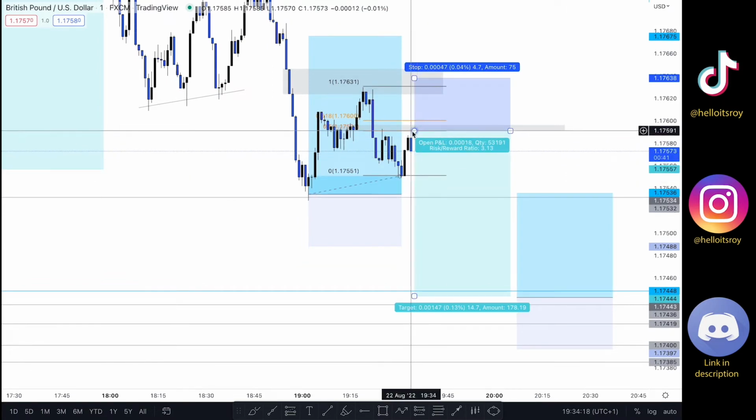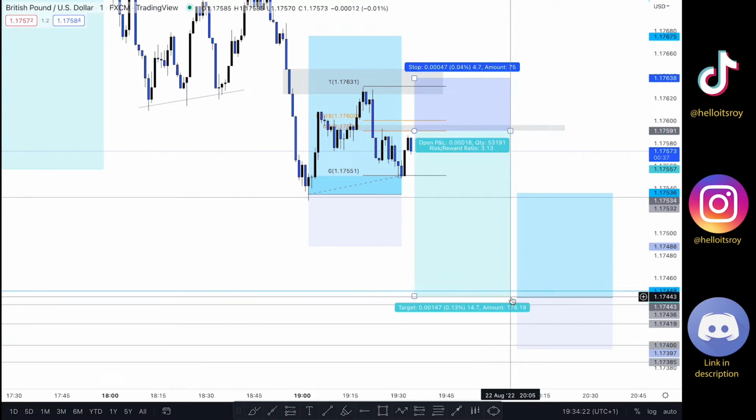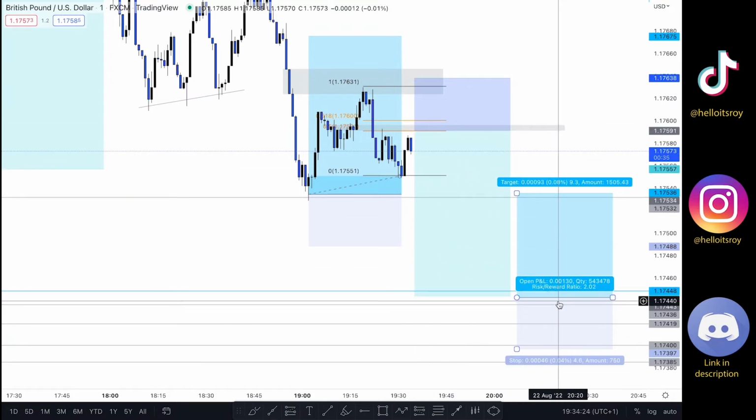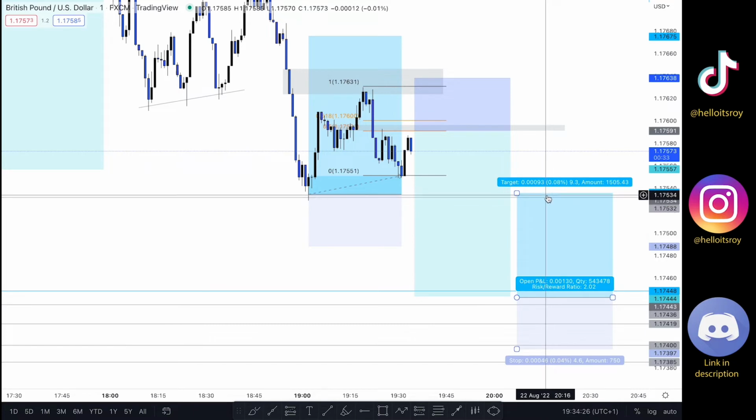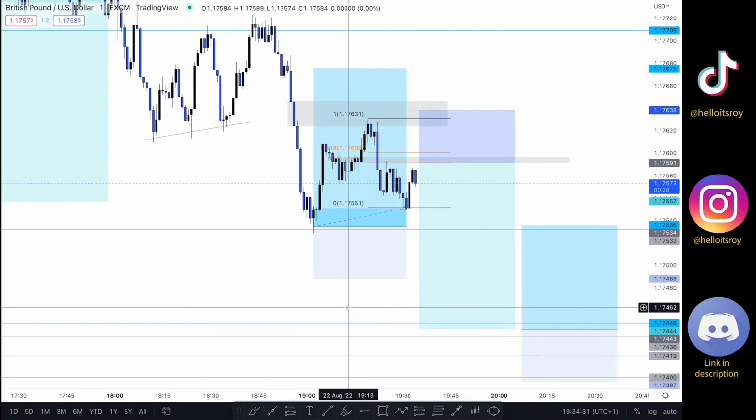So I want the market to retrace a little bit, tag me in right here, push through to the downside into this area right here. I'll be out of this trade, and then I'll enter this trade, a little bit of a retracement, then I'll see if I can get an entry down into finally this area right here. Let's see how this goes.